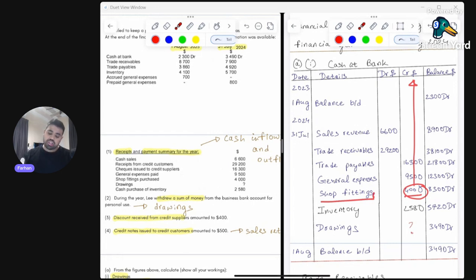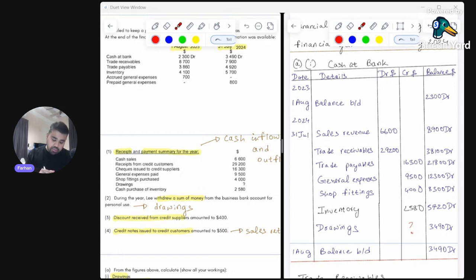And again, the logic is that when you're buying shop fittings for $4,000 cash, your balance available in your bank account is decreasing, as a result of which that reduction is reflected by recording the $4,000 on the credit side, because when assets go down, we credit them. So this 4,000 credit now gets subtracted from 12,300 debit, which leaves us with $8,300 debit as the final balance at the end of this transaction.